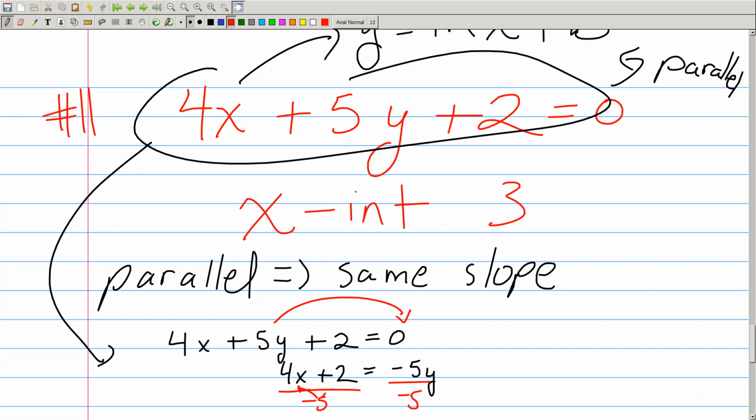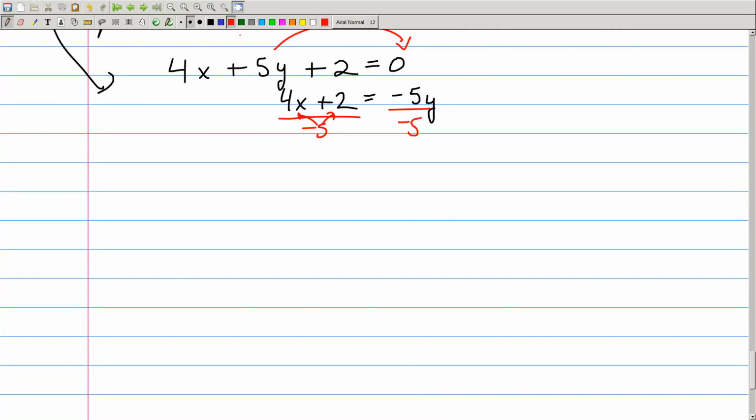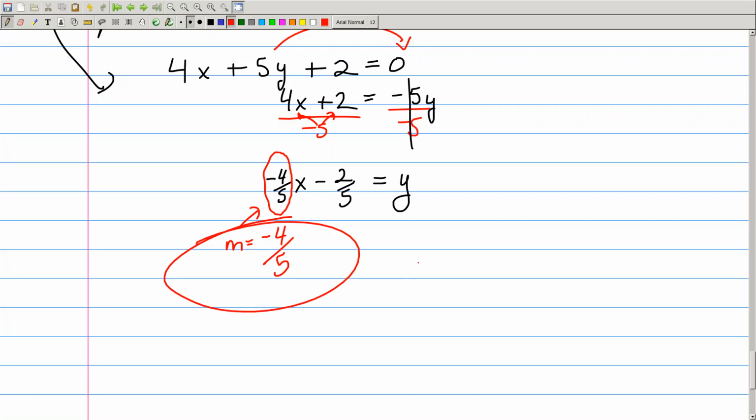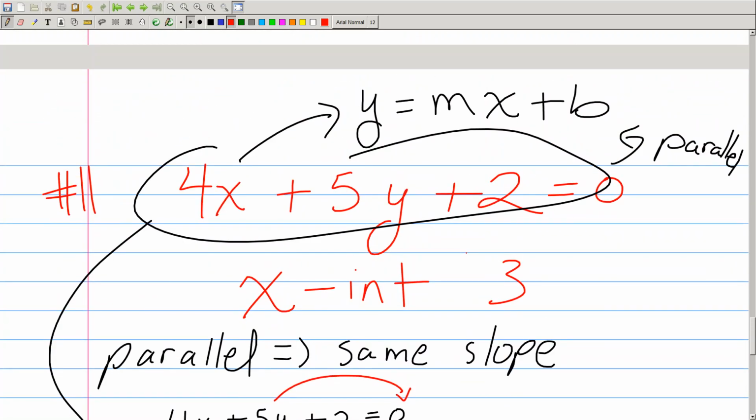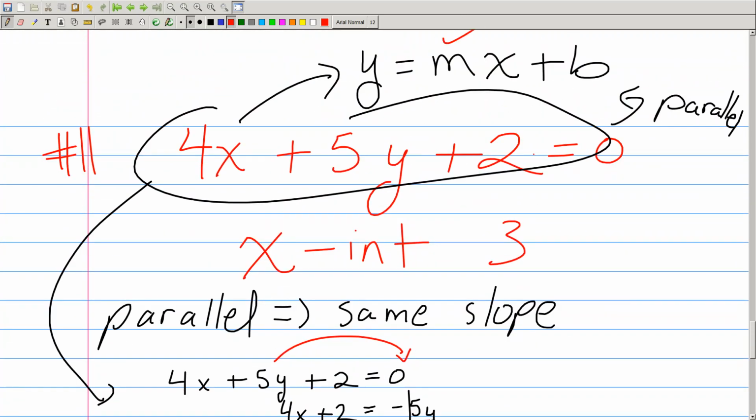And that negative 5 is going to go to each term. And what you're going to get is y equals negative 4 over 5x minus 2 over 5. And the slope of my line is going to be the same slope as this line. This line's slope is negative 4 over 5. So guess what? My line has a slope of negative 4 over 5. So right now I found m, negative 4 over 5.